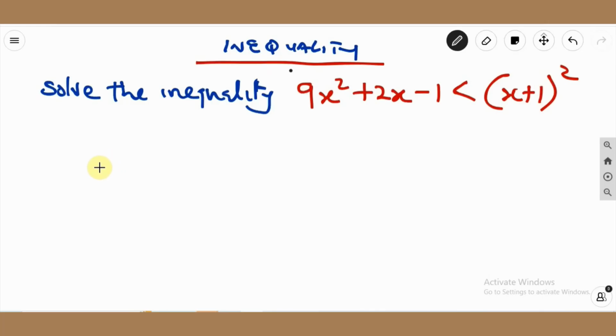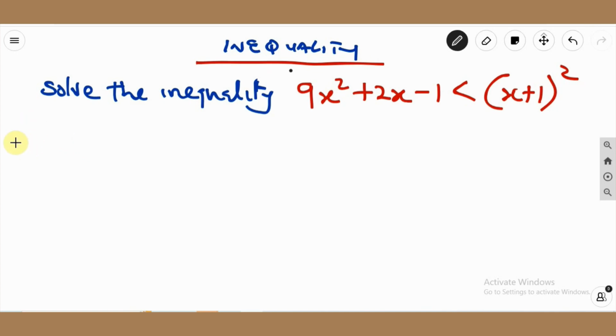Today I'll be talking about inequality in mathematics. I have a question here that says solve the inequality 9x squared plus 2x minus 1 is less than (x plus 1) all squared. So before I solve this question, there are a few things I would like us to know and equally remember all the time we're solving inequality.